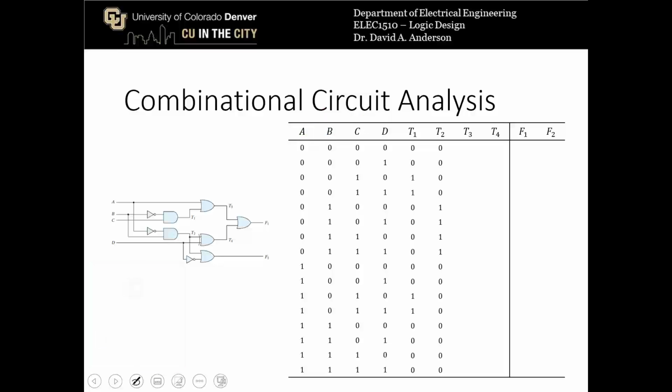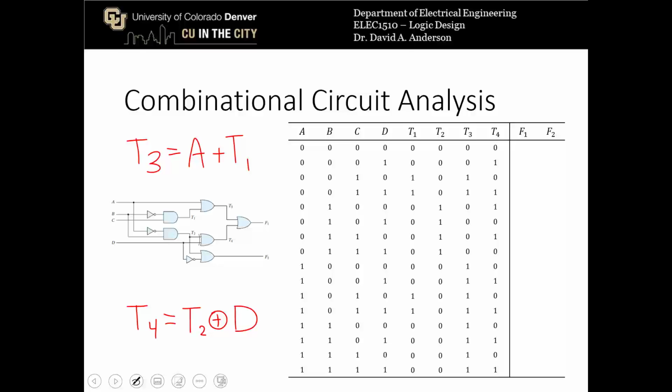Now we want to define logical functions for outputs T3 and T4. T3 is the output of an OR gate. The input to that OR gate is A as well as T1. For T4, the output comes from an exclusive OR gate where the two inputs are T2 and D, so T2 XOR D. So T3 is going to be a 1 whenever either A or T1 is a 1. T4 is going to be a 1 whenever T2 or D is a 1, but not both of them are a 1. So then we can fill in the truth table columns for those two lines.